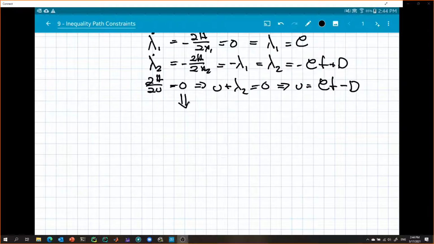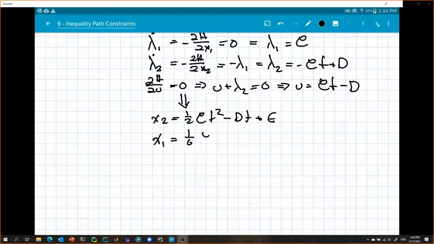If we integrate some things together, or substitute and integrate, we get x2 is equal to 1/2 c t squared minus dt plus e, and then we get x1 is equal to 1/6 c t cubed minus 1/2 d t squared plus e t plus f.